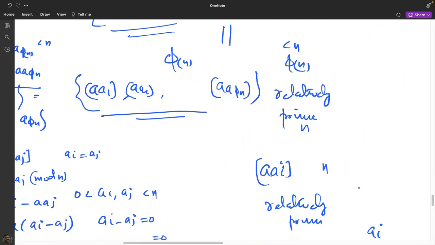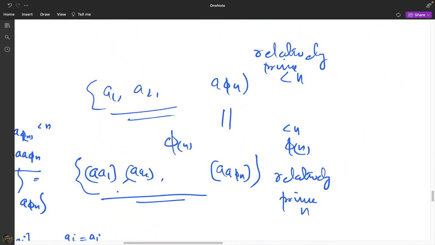Okay, so that means this set contains exactly the phi n positive integers which are less than n and relatively prime to n. So these two sets are essentially the same. The only difference may be that this may be in some other order. For example, if this is like 1, 2, 3, this may be written as 3, 1, 2. So it may be a permutation of the elements.